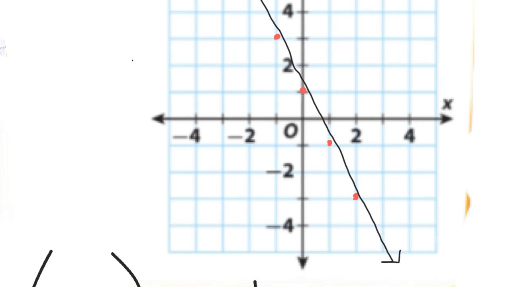And your lines should look something like that, but better. Okay? So that's kind of how it should look for your turn.